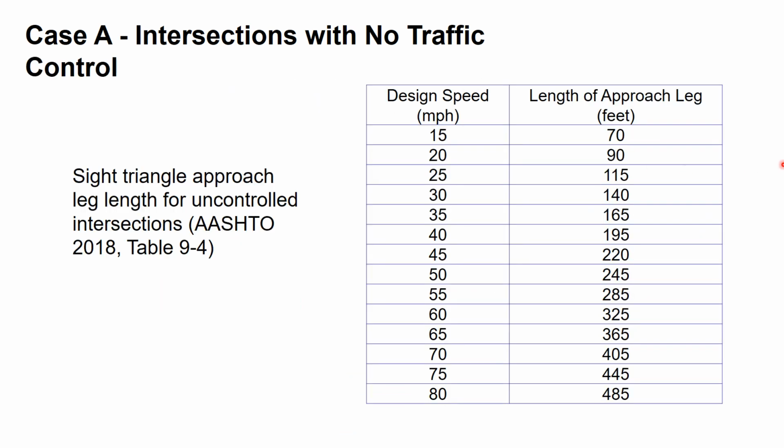So this is looking at our lookup table for the length of the approach leg. This is from the Green Book 2018 version, table 9.4. So given our various design speeds, we can determine the length of that approach leg. So pretty simple lookup table here, design speeds and approach legs.